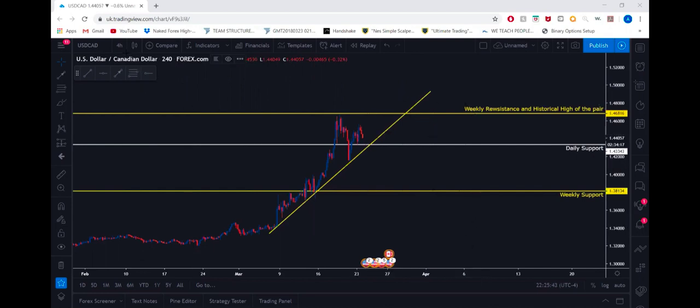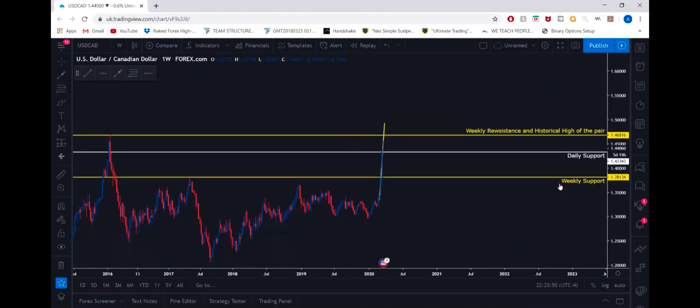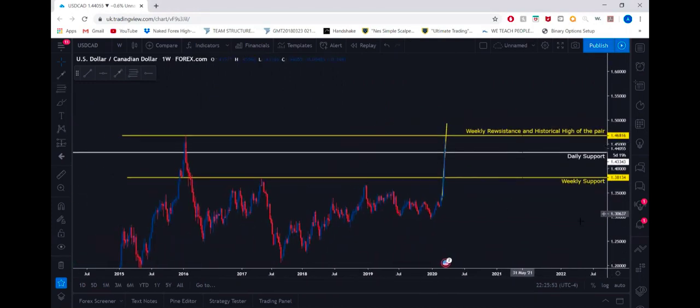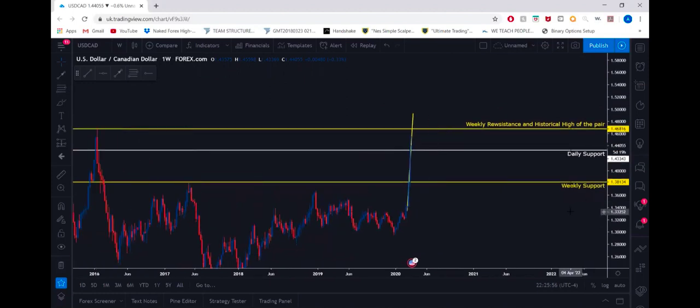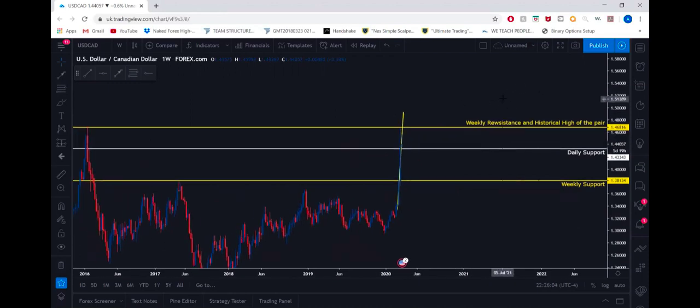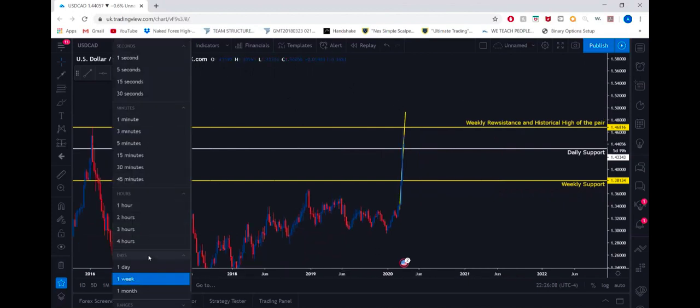So let's get started. Here we have USD CAD on the weekly time frame. As you can see, insane uptrend due to fundamental and the news releases. Actually, all this rally was rejected at the weekly resistance, and also at the same time there was the test of the historical high of this particular pair.